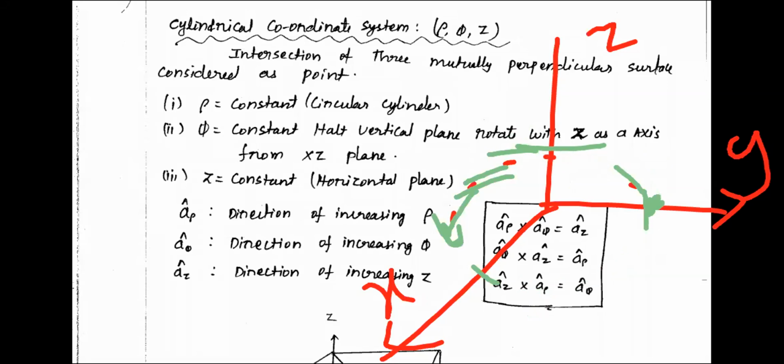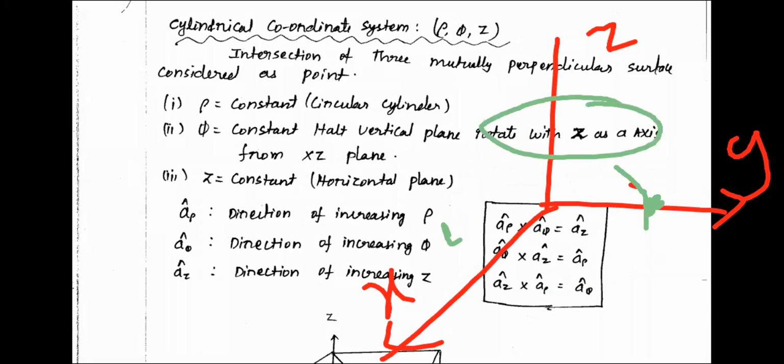Say again your circle may be here sometime. That time what is a pi? There you have to draw in the increasing direction. Okay, that is the concept of a pi.